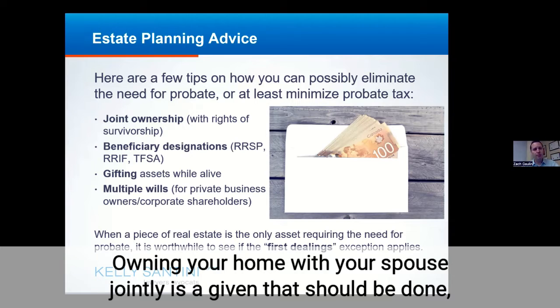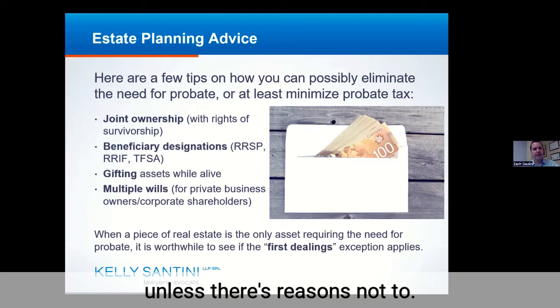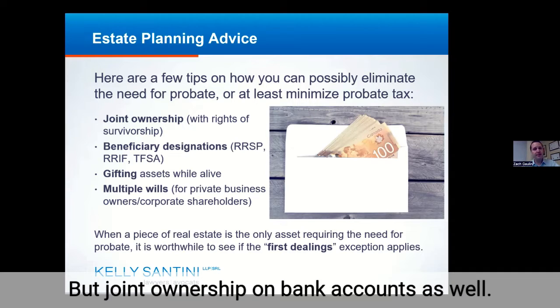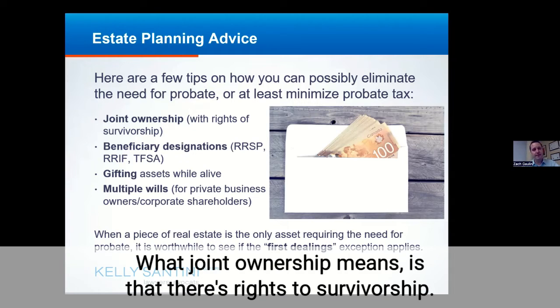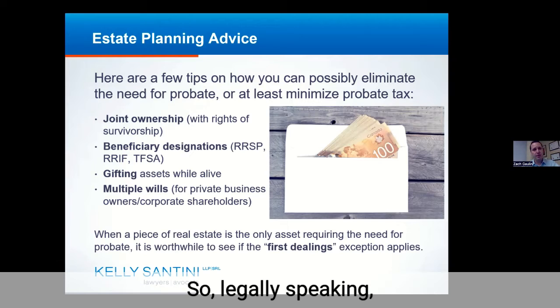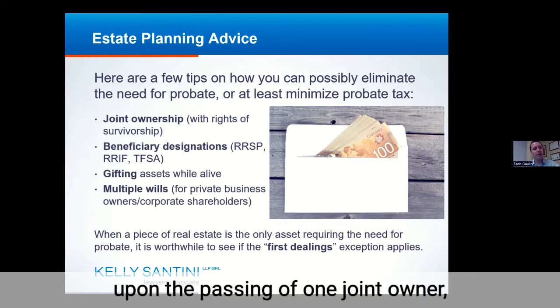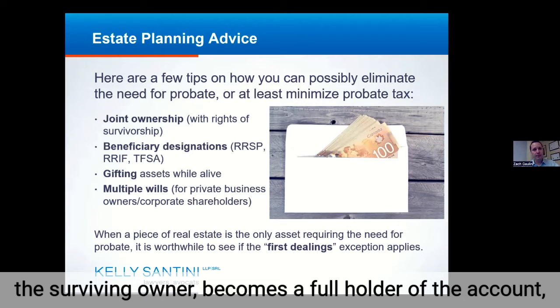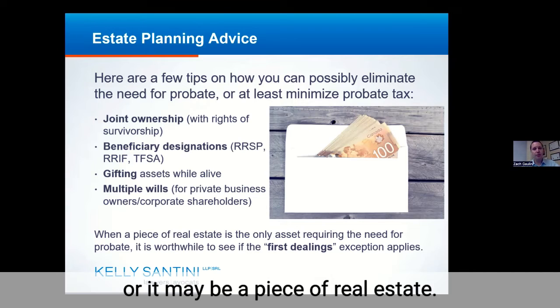Owning your home with your spouse jointly is a given. It should be done unless there's reasons not to. But joint ownership on bank accounts as well. What joint ownership means is that there's rights to survivorship. So legally speaking, upon the passing of one joint owner, the surviving owner becomes the full holder of the account or whatever it may be, a piece of real estate.